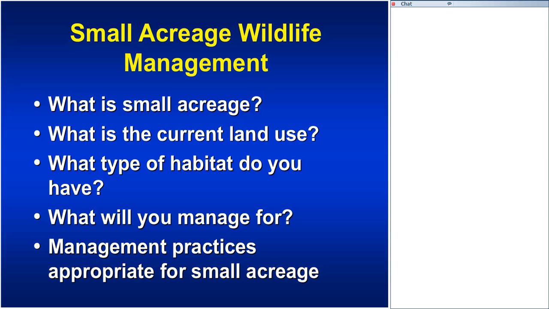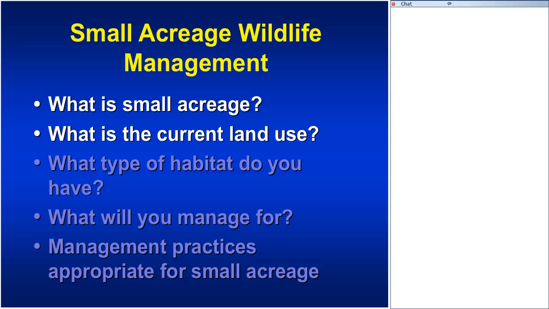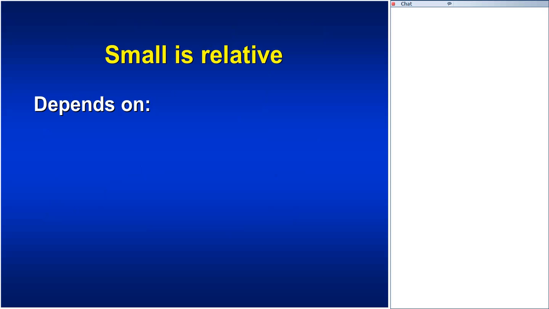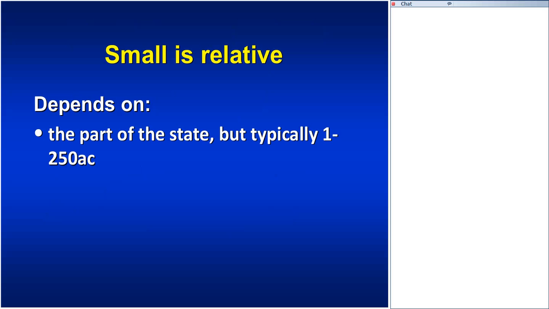So we're going to start by talking about what is small acreage. It depends, but oftentimes it's thought of as between 1 and 250 acres, and it depends on the part of the state that you're in. So 250 acres in East Texas is maybe considered not small acreage. It may be large, but in West Texas that would probably be considered small acreage.